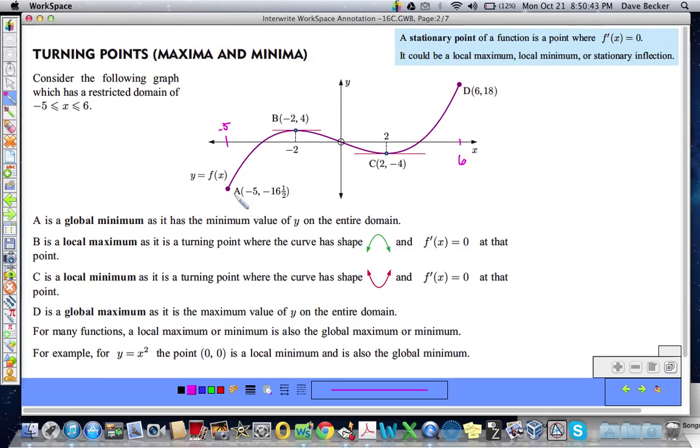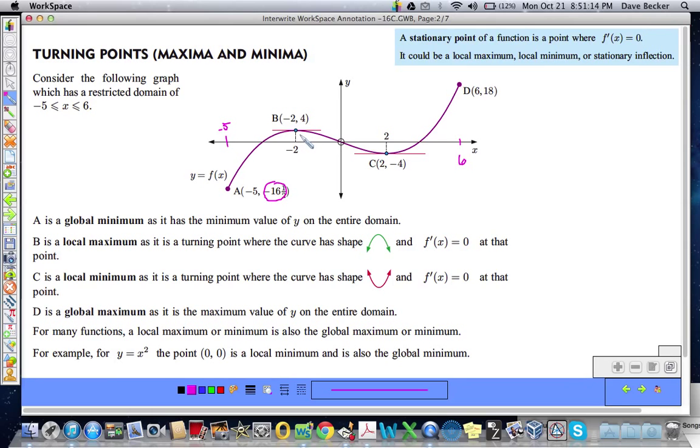Okay, the point A is a global minimum. Now, I think that's obvious from this graph just because it is the lowest point on the graph. But the real reason it is a global minimum is at point A, the function has its lowest value at -16 1/2. So that's why we call it a global minimum. Nowhere else on the domain of the function is the value of the function less than -16 1/2.